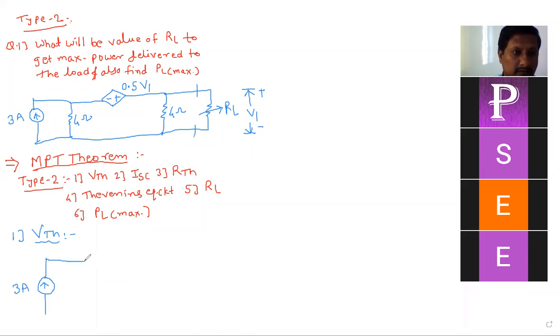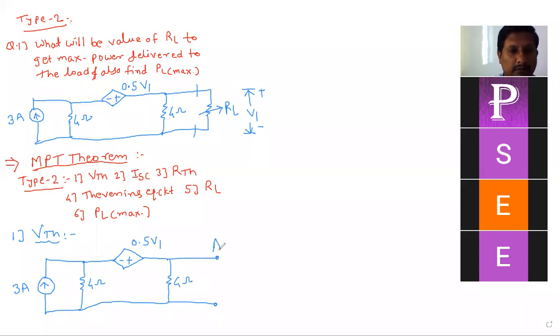This is 3 ampere. This is 4 ohm. This is plus minus 0.5 into V1. This is the 4 ohm. So A and B terminals you have to keep open. So this is A, this is B. And across A and B, we are going to calculate the VTH.